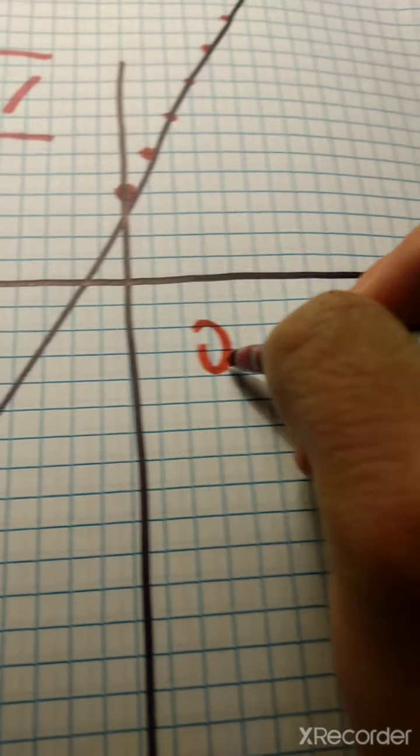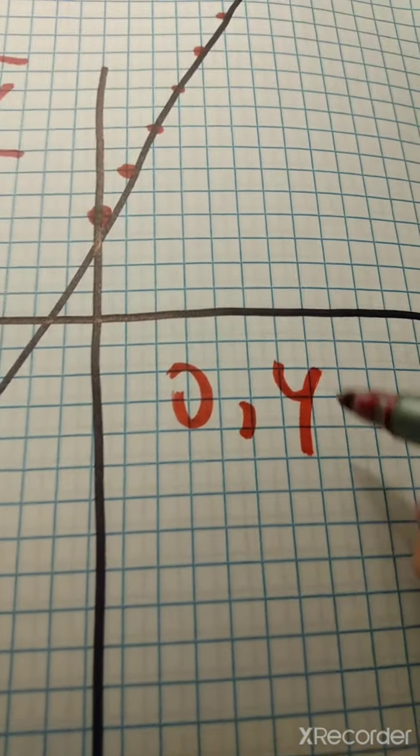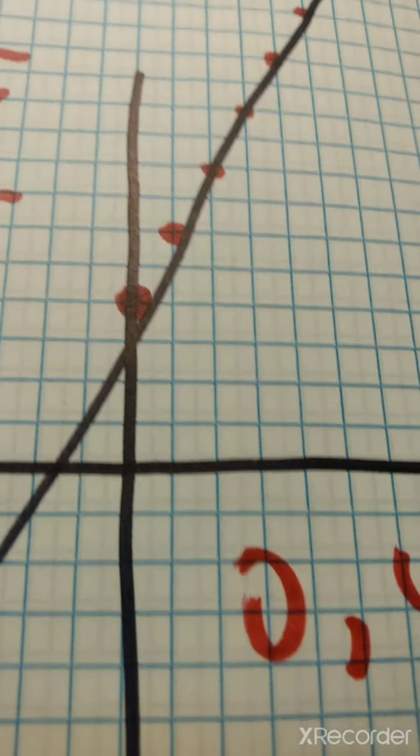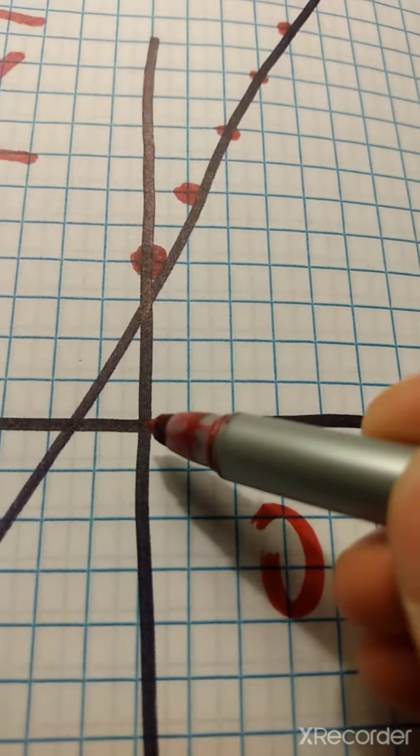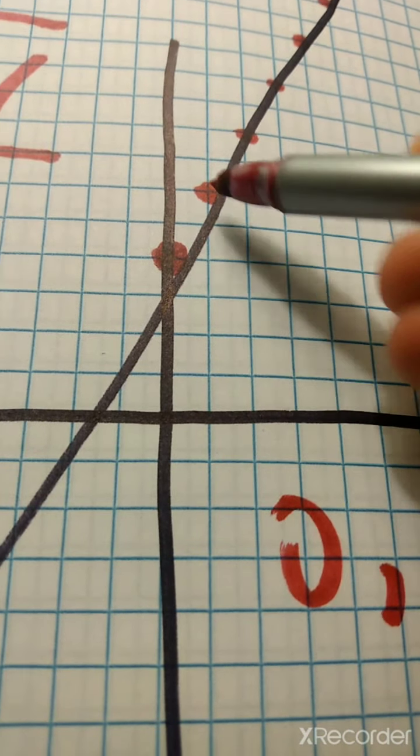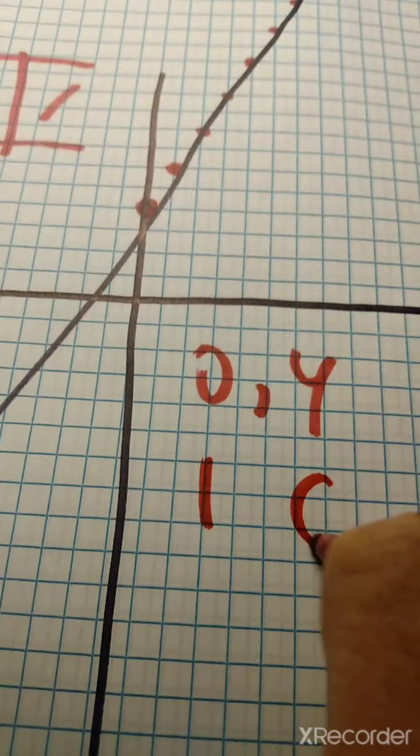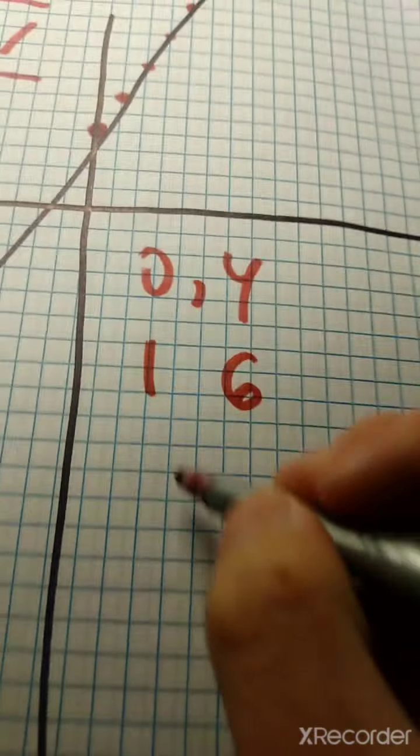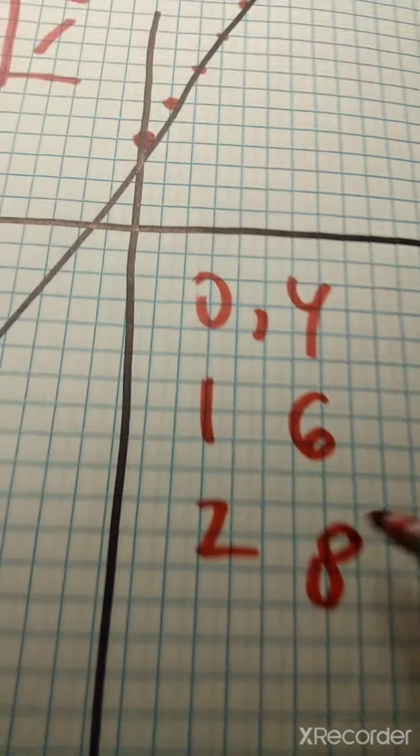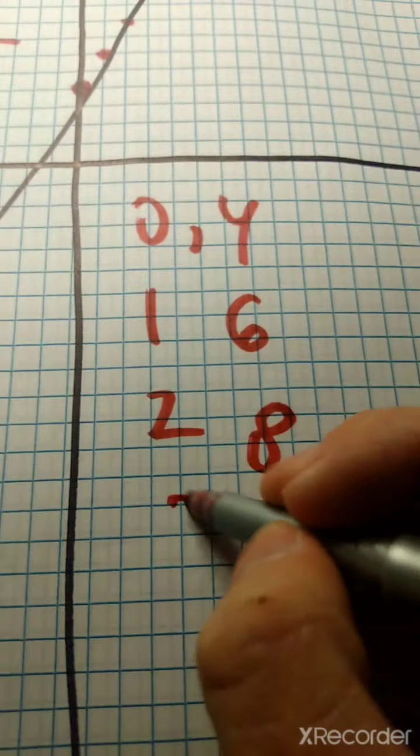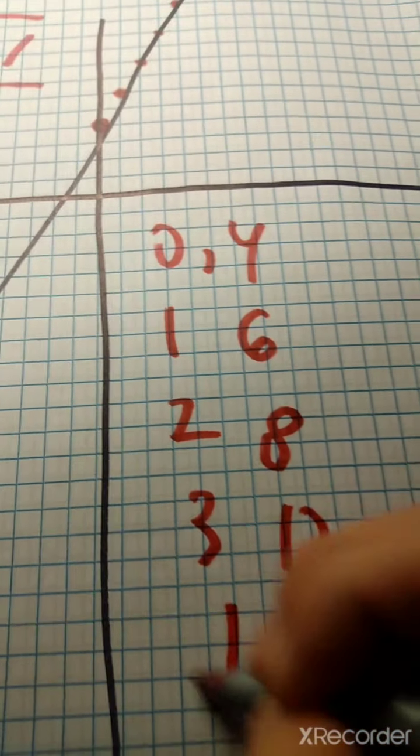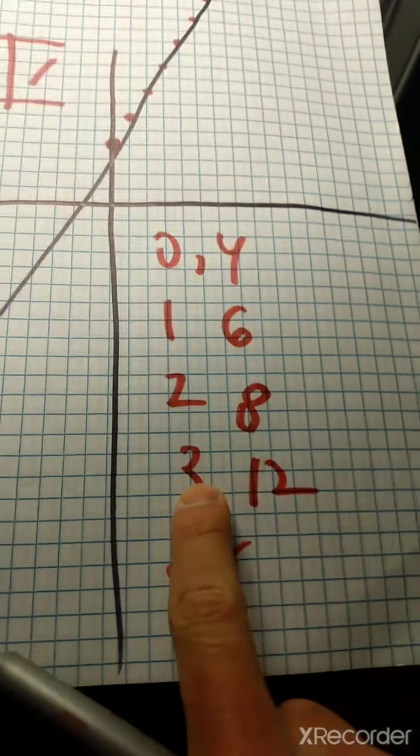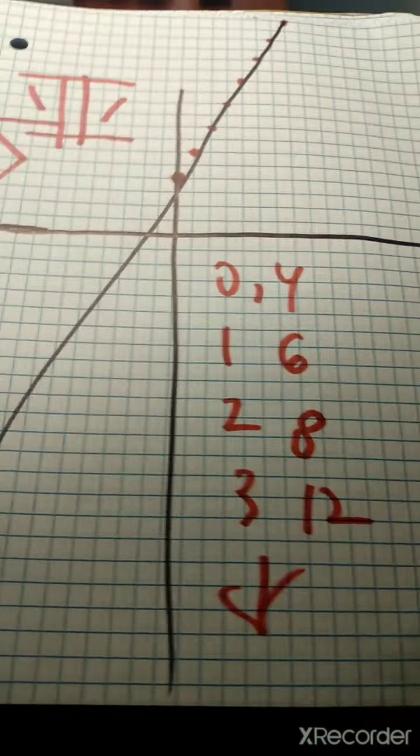We have (0, 4), then we do (1, 6), then (2, 8), then (3, 12), and so on. So now we know how many steps we're going and how many blocks there are.